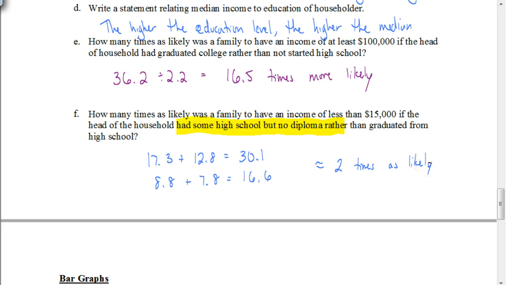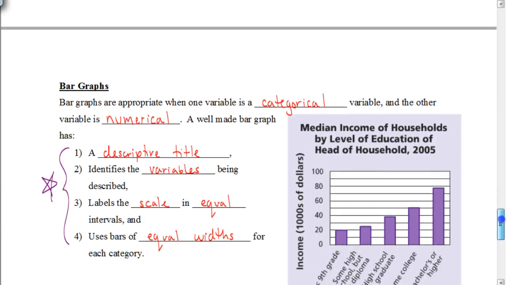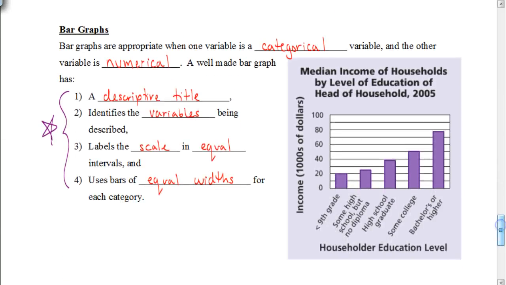So you're 2 times more likely to make less than $15,000 if you have some high school but no diploma rather than actually graduating from high school. So those are some different points that we can make by looking at that data.